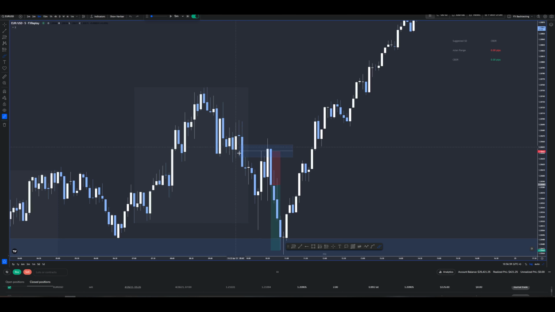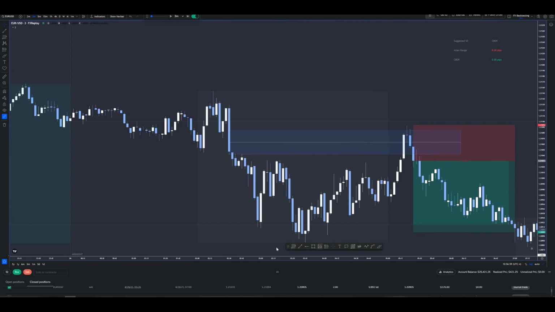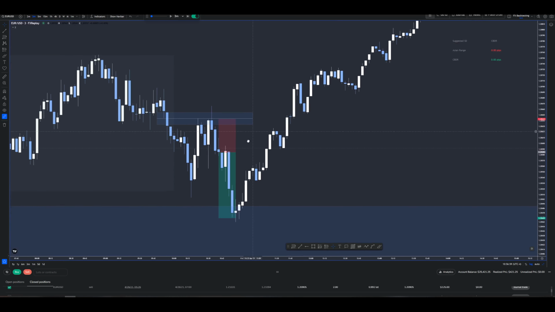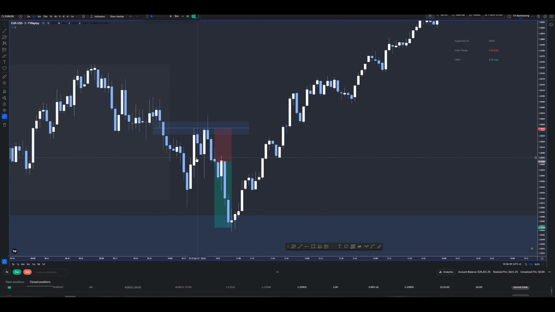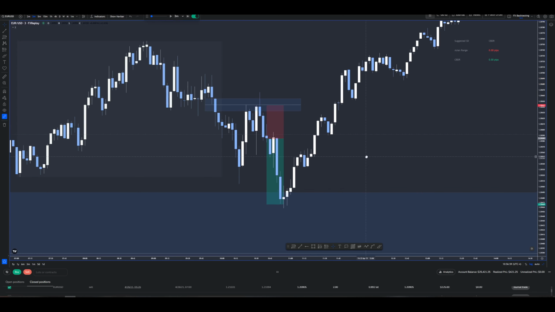We came back into this breaker unicorn setup, and then we had this annoying... It was the opposing fair value gap that got taken, and then we had a 1 to 2. It got lucky, I guess.